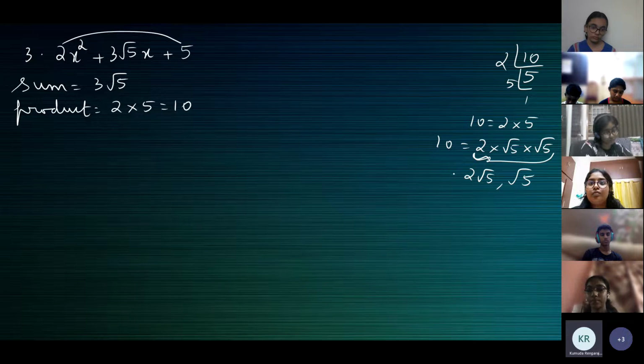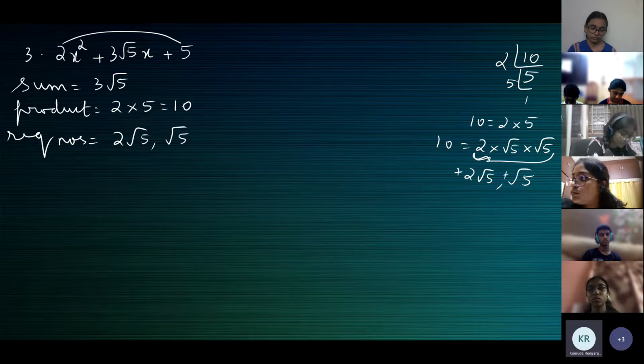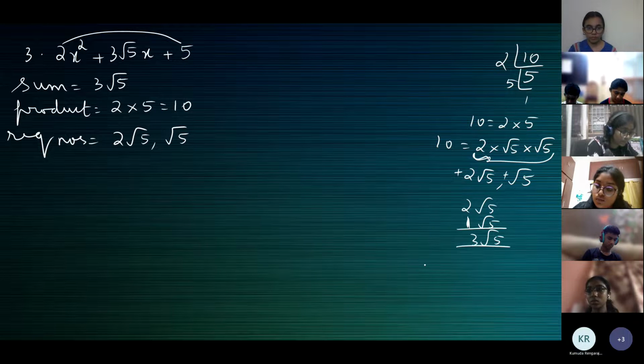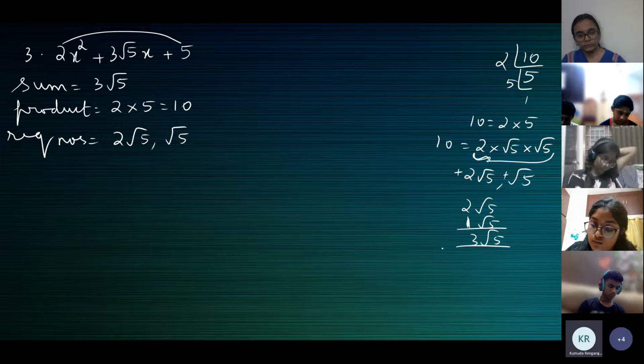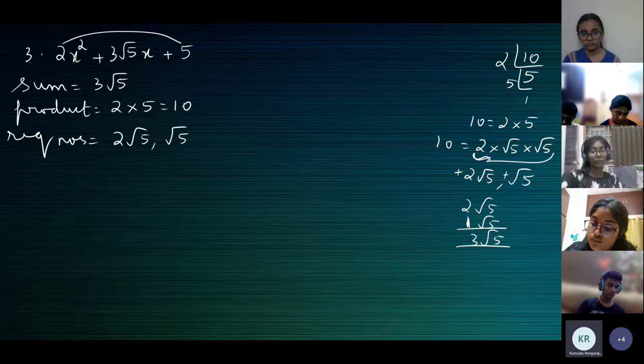Both will take a positive sign. So the required numbers are plus 2 root 5 and root 5. On adding 2 root 5 and root 5, you will get 3 root 5, because root 5 means 1 root 5. So you will get 3 root 5, the sum. And the product will be 10. Root 5 into root 5 is 5, 5 twos are 10.